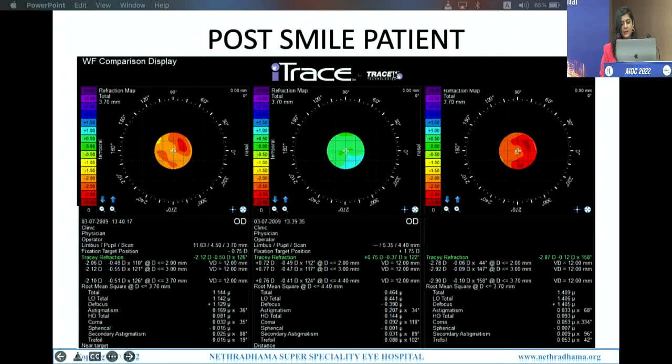And this is nothing but, on the right-hand side, a difference map. So in a post-SMILE unhappy patient, when we do an iTrace, we can see that there is accommodation. So this is a young patient who is accommodating after the myopic correction has been done by SMILE. This particular patient had a history of stress, change of jobs, etc. So he was accommodating, and post-homatropine, etc., he did recover from this.